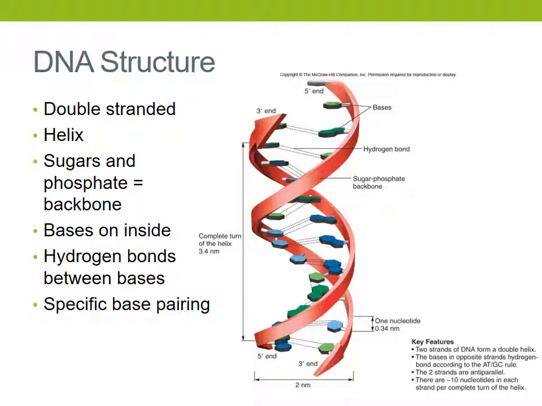Okay. Back to the structure. So they were able to figure out that this is this double helical structure. Bases on the inside. Sugar phosphate backbone. We saw that before. And we know too now that the bases are held together, AT or CG, by hydrogen bonds.